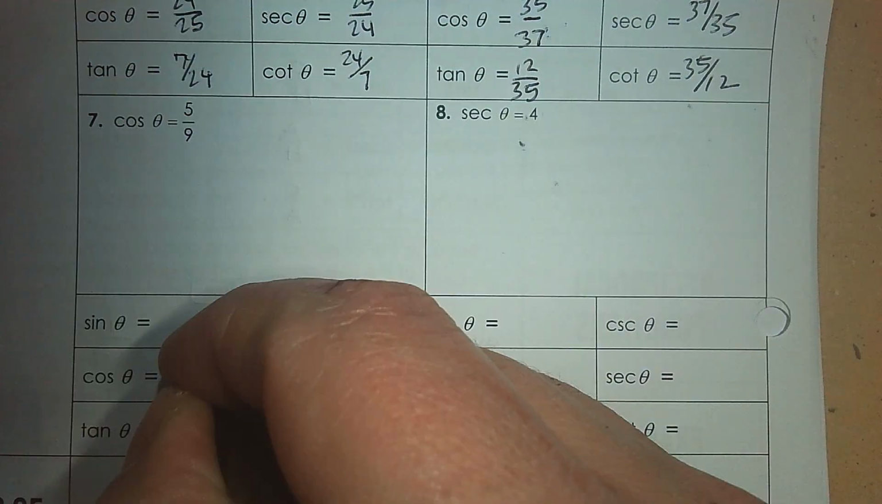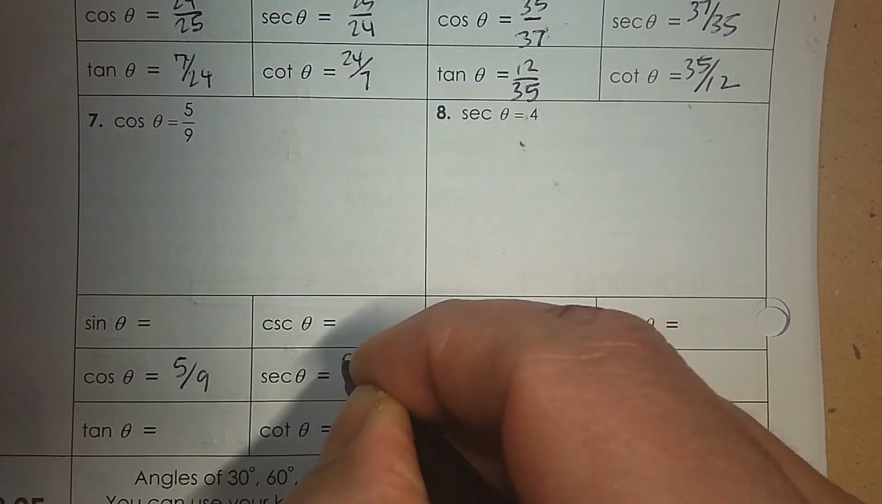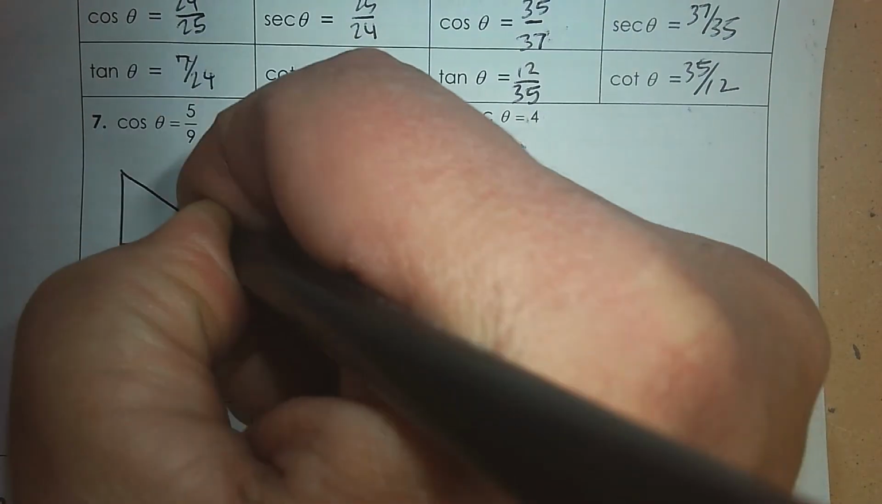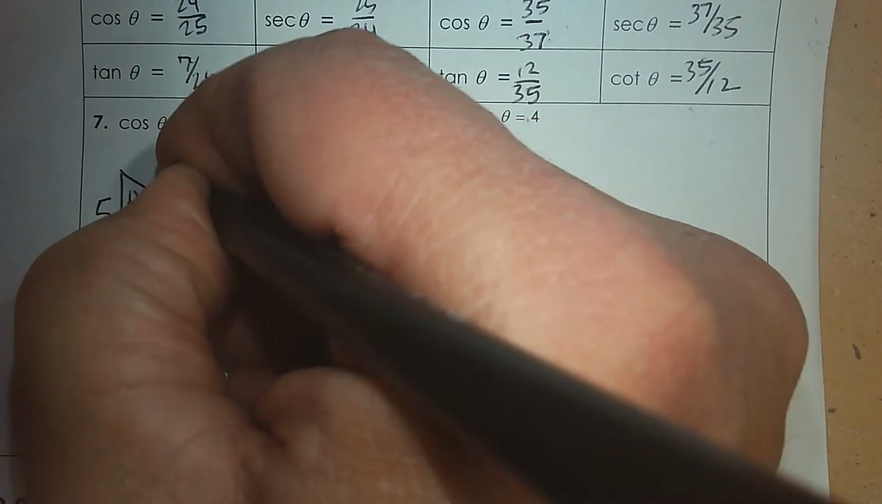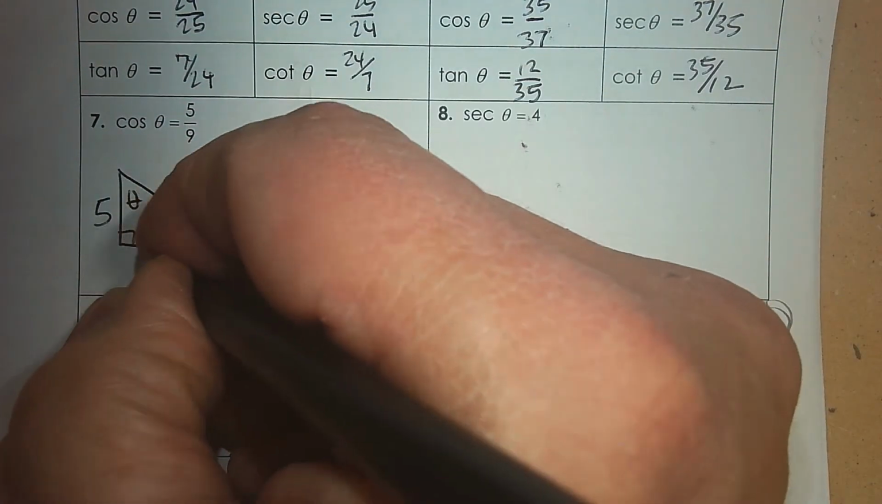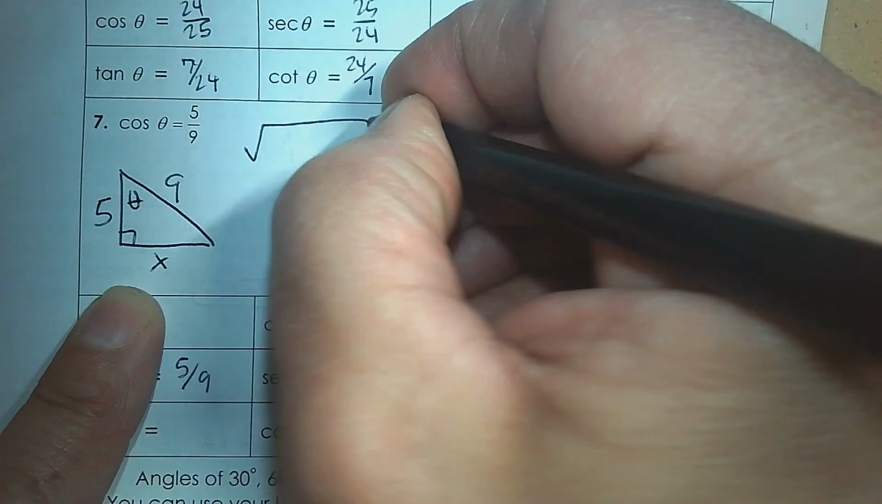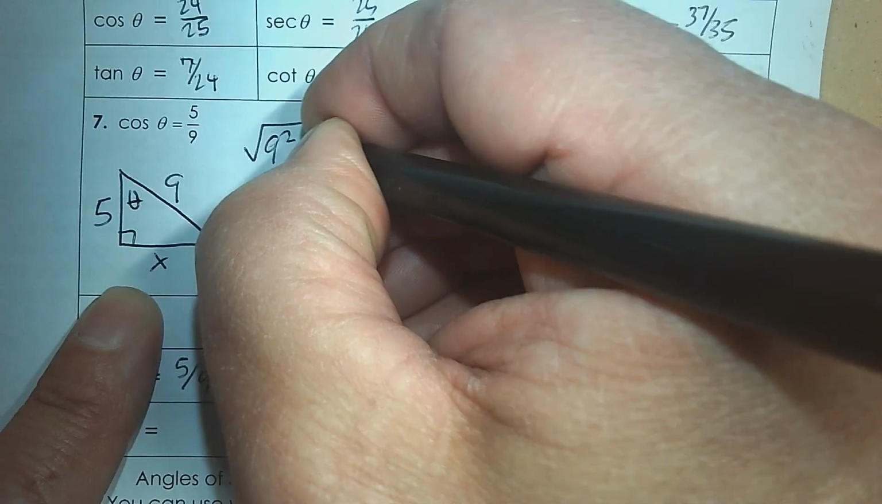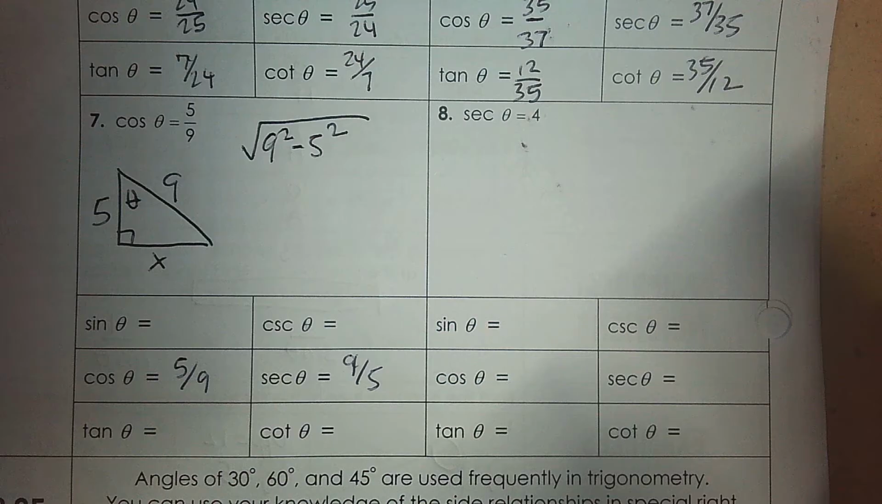So I know it's 5/9 and 9/5. You did that, right? You drew a right triangle. And you know it's 5 and 9. I need to find this missing side. So to find the missing side, it's 9 squared, subtract 5 squared, and use your calculator.